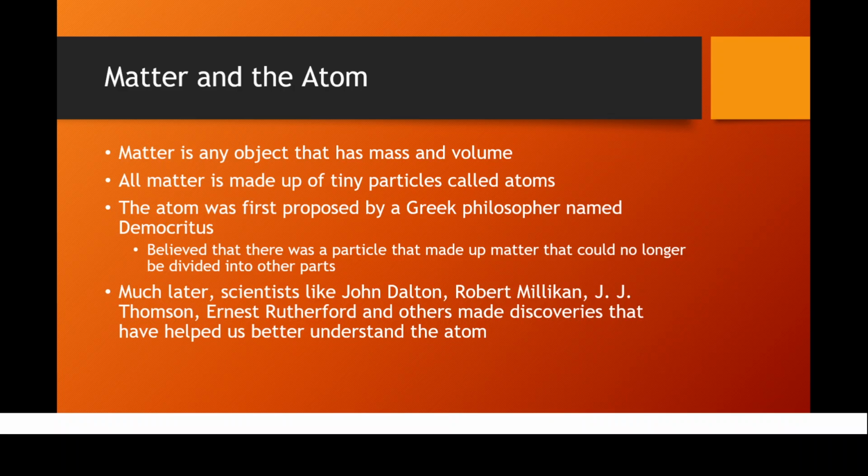Now, much later, you have other scientists. I've listed some of them here. You've got John Dalton, Robert Millikan, J.J. Thomson, Ernest Rutherford, and there are several others who made some pretty important discoveries that have helped us to better understand the atom through experiments that they were able to do, able to determine and identify the presence of a proton, the presence of an electron, the presence of a neutron that make up the atom. Okay, and so that's just a brief introduction to how matter, which we learned about in our previous unit, connects to where we are now.